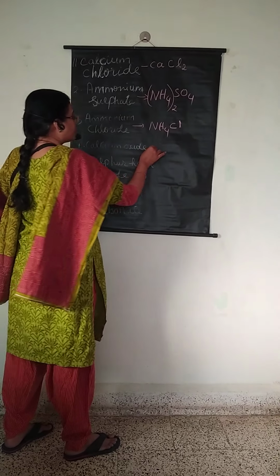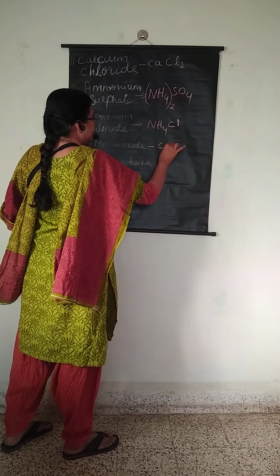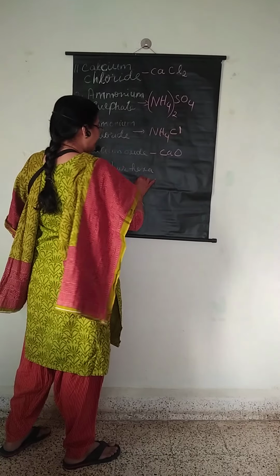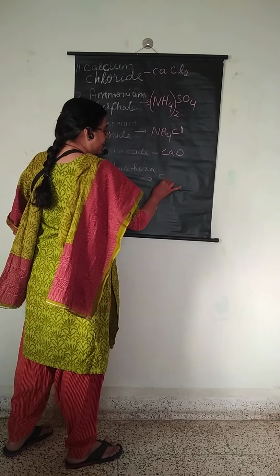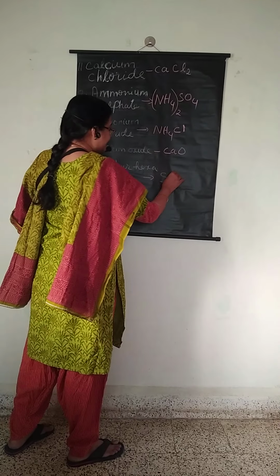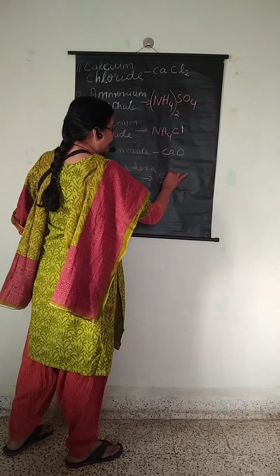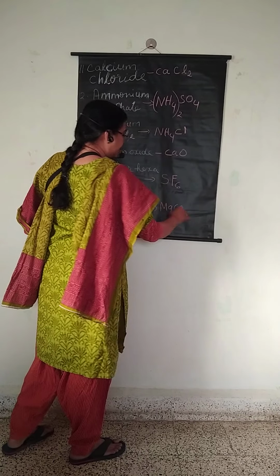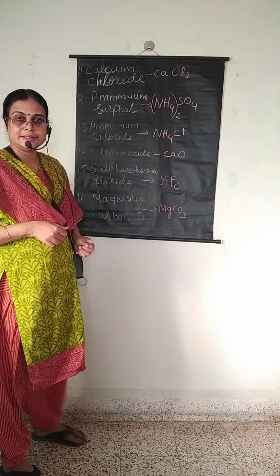Now calcium oxide. Calcium is Ca, oxide is O, both are having valency 2. Now sulphur hexafluoride. Sulphur is S, then hexafluoride. Hexa means 6 fluorine. In this case you don't have to see the valency. That is sulphur hexafluoride. Now magnesium carbonate. Magnesium is Mg, carbonate is CO3. Both are having valency 2.